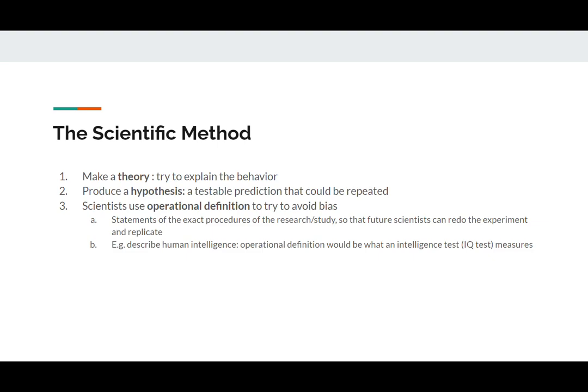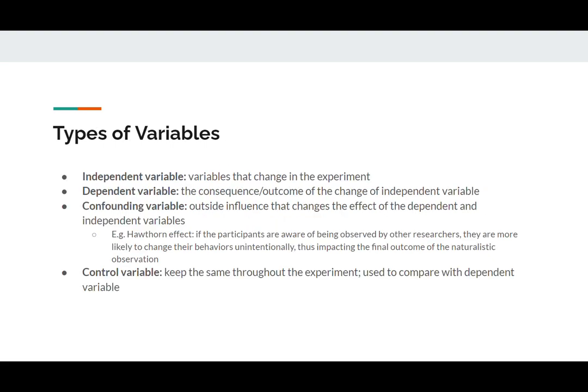The operational definition could be what an intelligence test, such as an IQ test, measures. So just make it really clear so that people don't get confused and have different definitions for this topic and thus different outcomes. And then we have the types of variables.